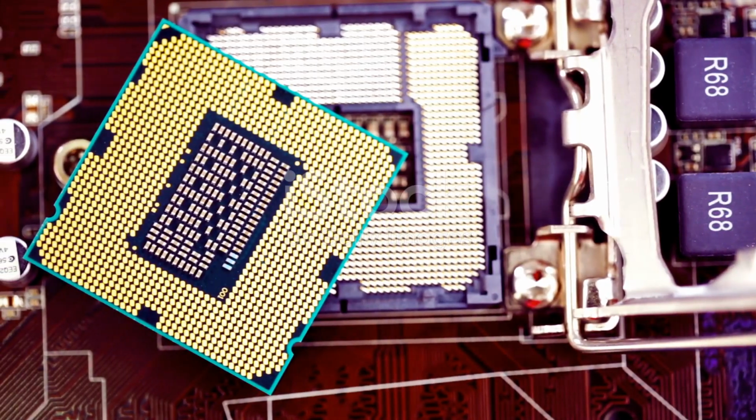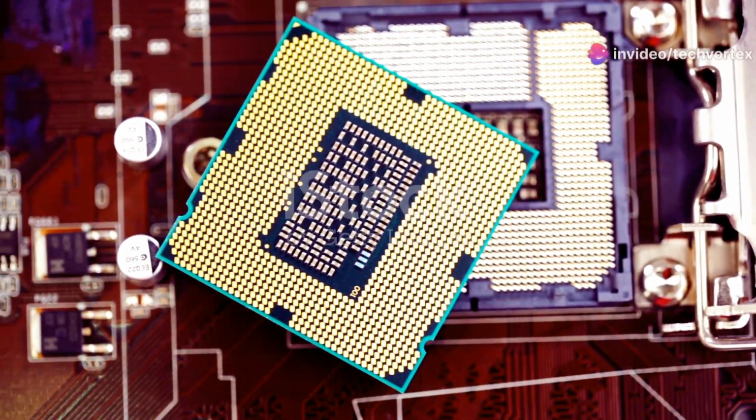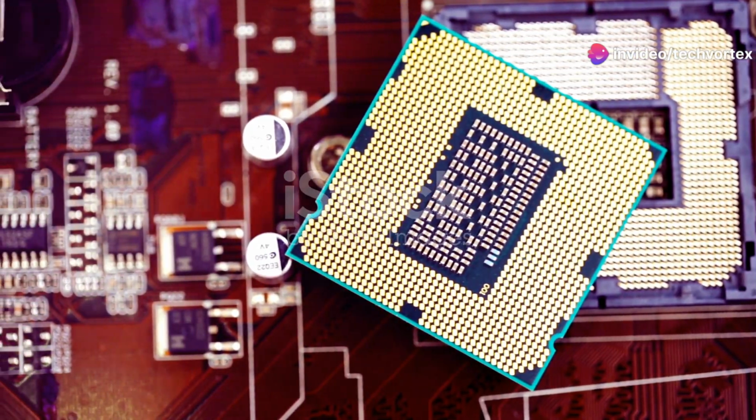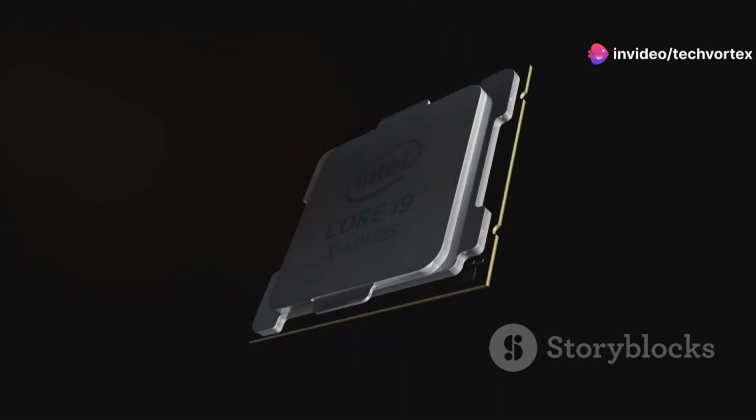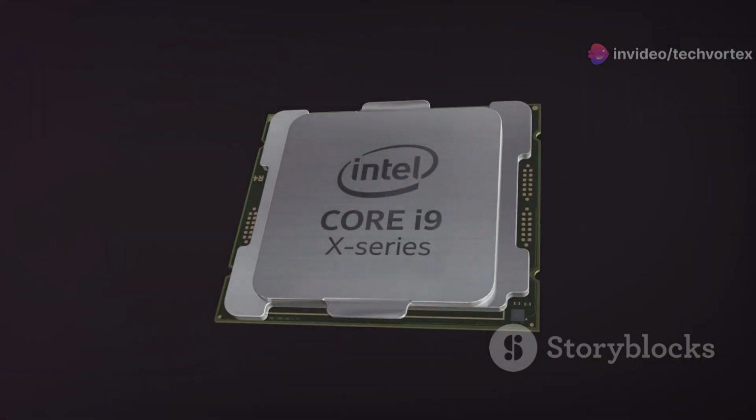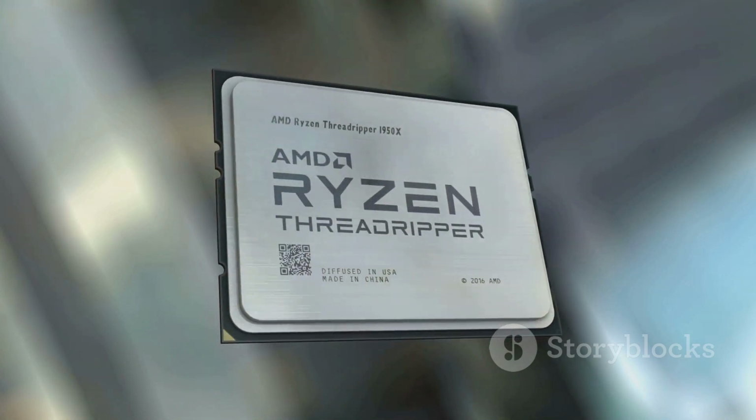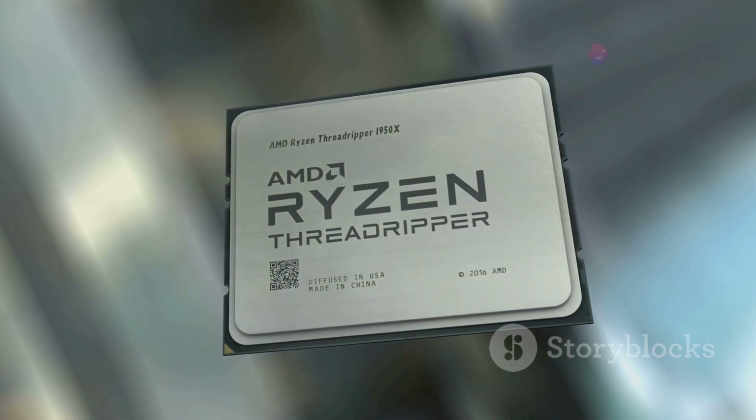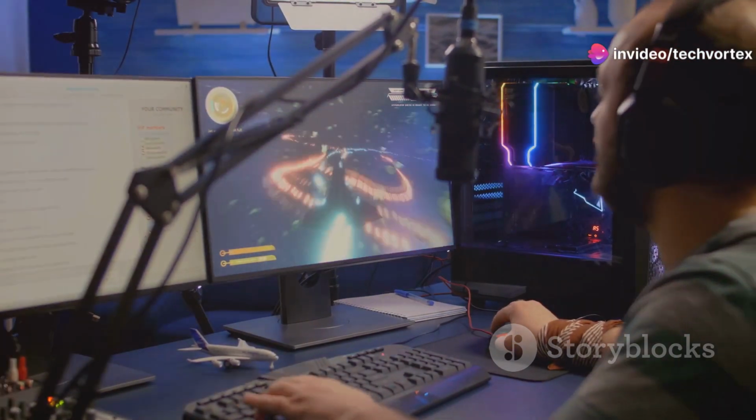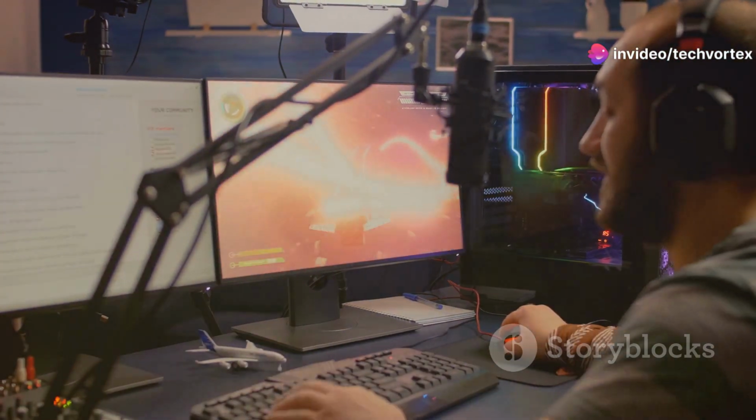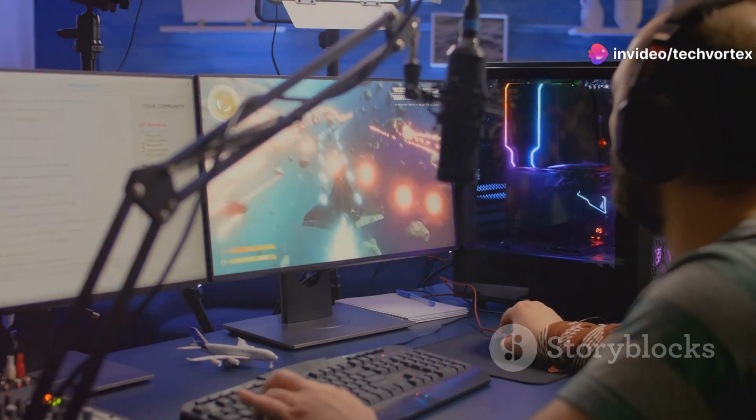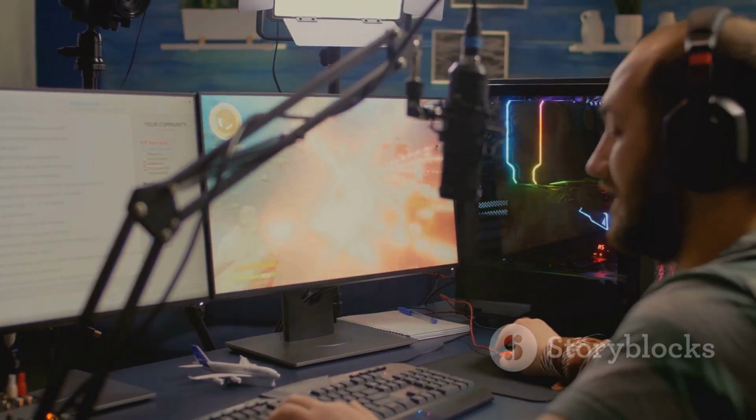In the world of high-performance computing, the battle for CPU supremacy is fierce. Two contenders have emerged as champions: Intel's i9-14900K and AMD's Ryzen 9 7950X3D. These processors represent the pinnacle of their respective architectures, promising unparalleled performance for gamers, content creators, and professionals.